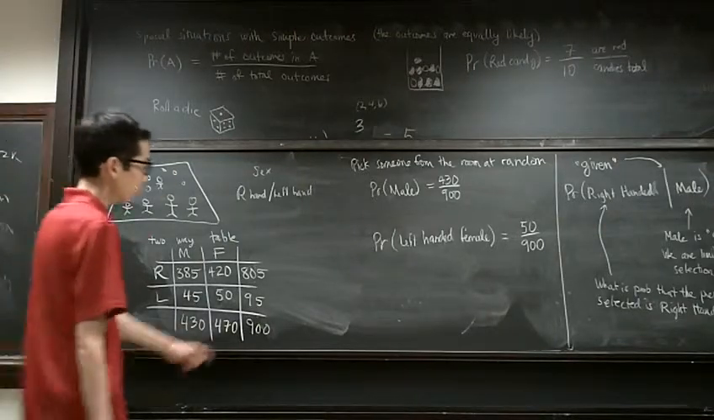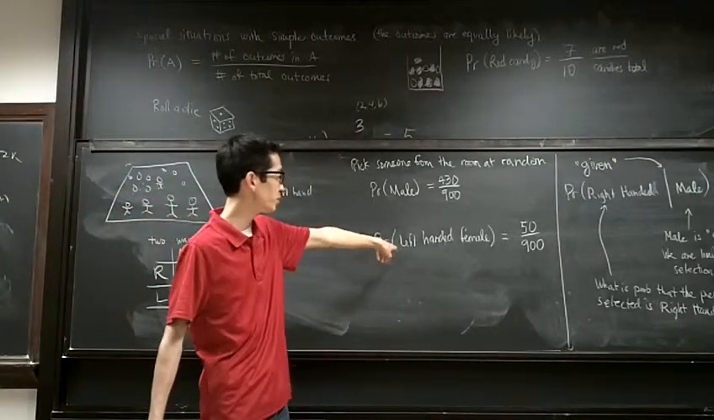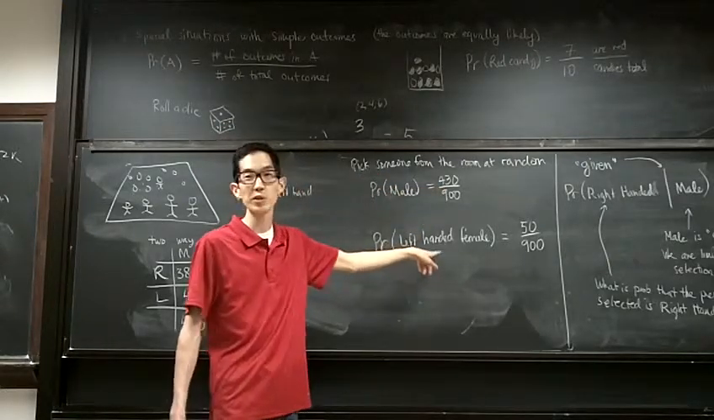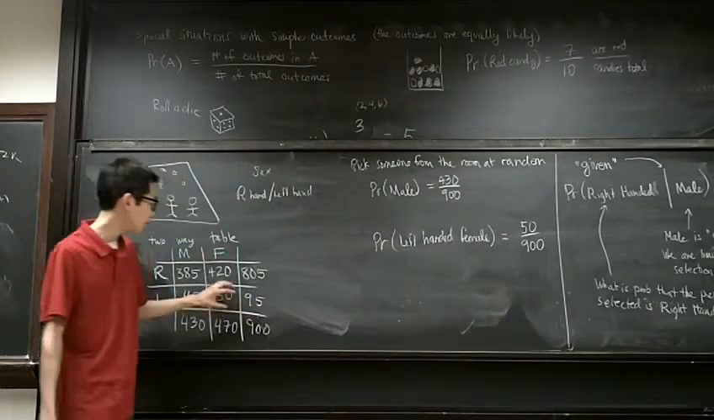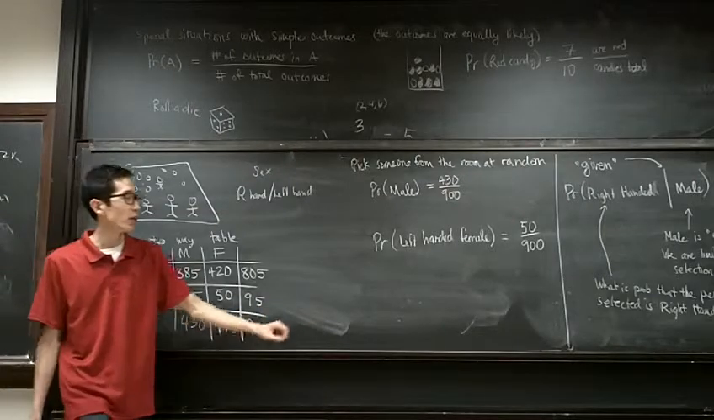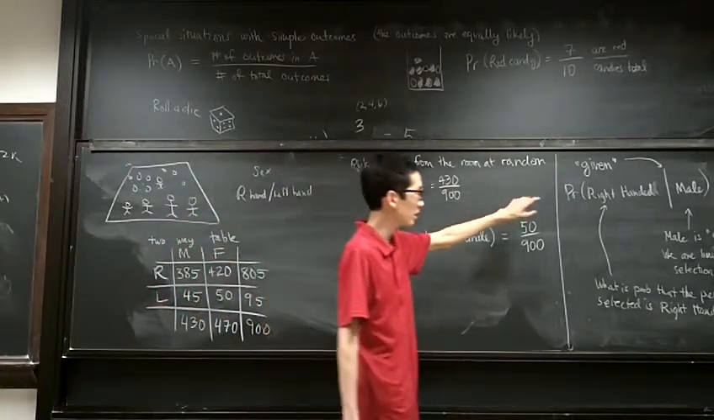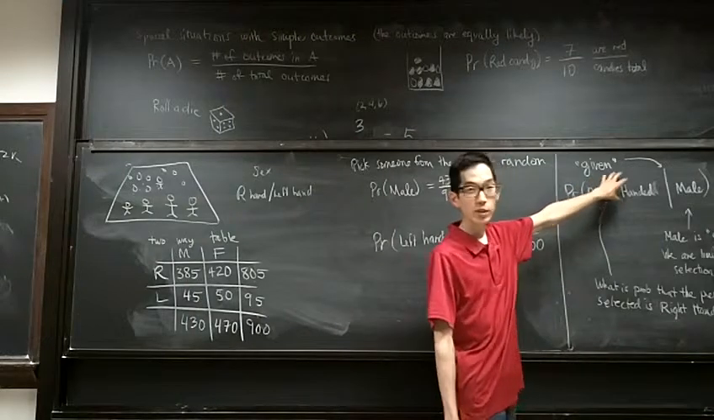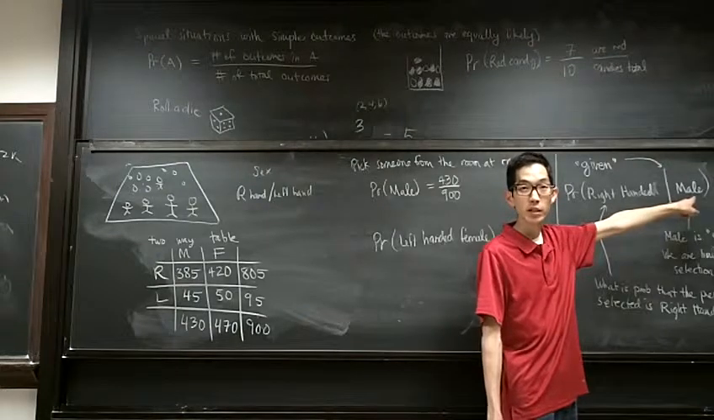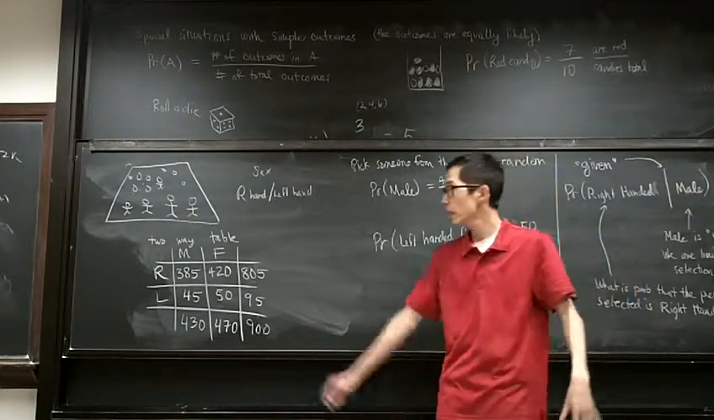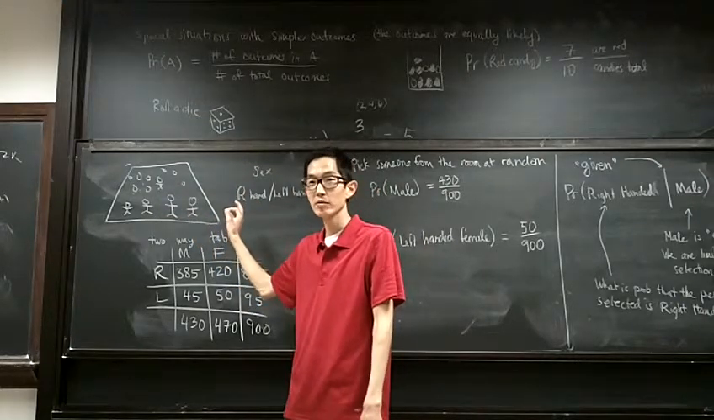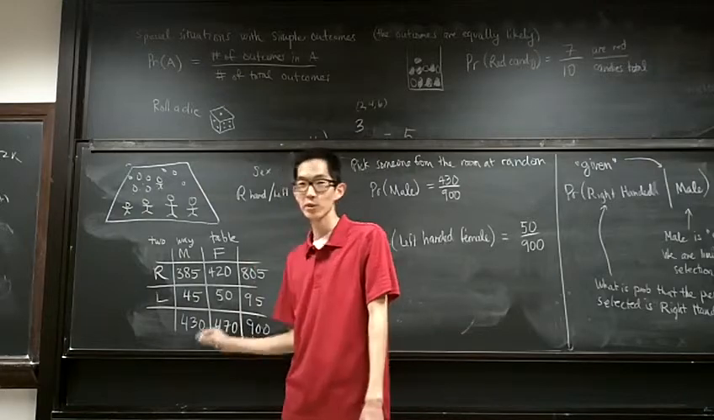Because there's a difference. Over here I said, what's the probability, I'm going to just pick someone from the room at random. What's the probability that this person is a left-handed female? I said, well, there's 50 left-handed females out of 900 people total in the room. Over here, I've changed it up. I'm asking, what's the probability that I'm getting someone right-handed given that this person is male? So I'm limiting myself not to all 900 people in the room, but just to the males. And there's 430 males.